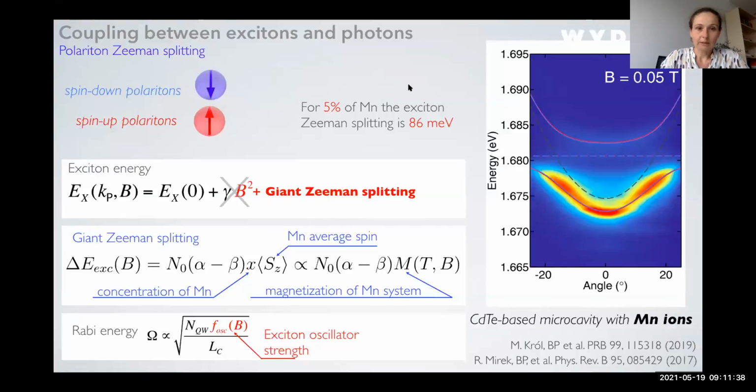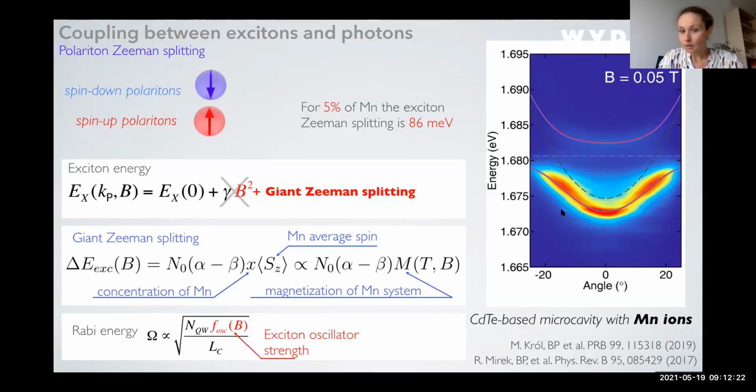a giant Zeeman splitting. So now how this affects the Zeeman splitting for exciton polaritons will look when we have this semimagnetic structure. We still have the diamagnetic shift, but actually in the cadmium telluride sample, the diamagnetic shift is really, really low, but we have the giant Zeeman splitting that even for 4% of manganese can be as huge as 80 millielectronvolts. This giant Zeeman splitting is really proportional to the concentration of manganese ions in the structure, and therefore to the magnetization of the system. And of course, exciton oscillator strength is also slightly modified.